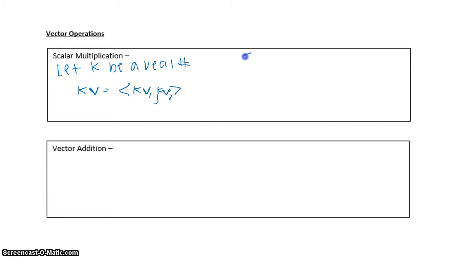So for example, if k equals 3 and my vector v equals 3, negative 2, just like it was from a minute ago, then kv would be 9, negative 6. Just multiplying the 3 by each of those.